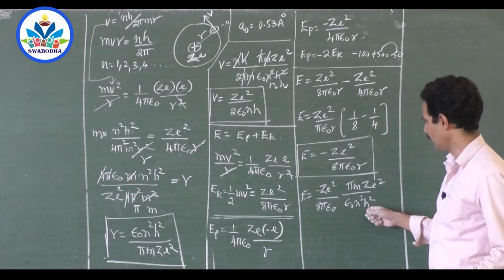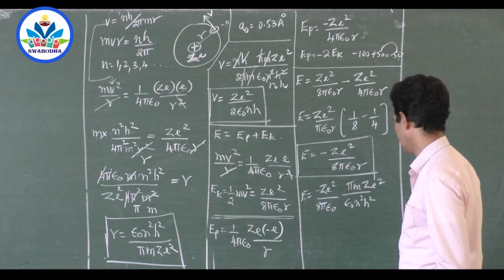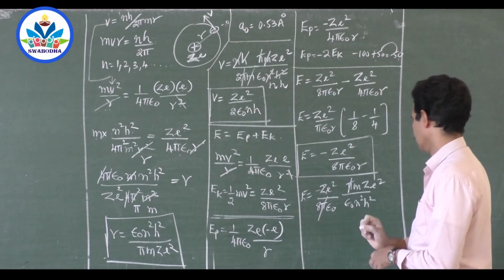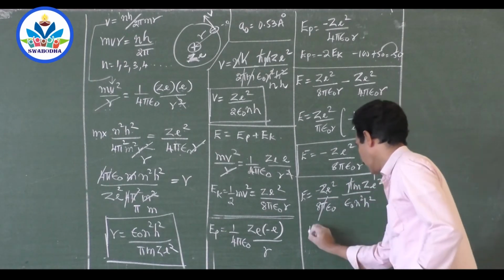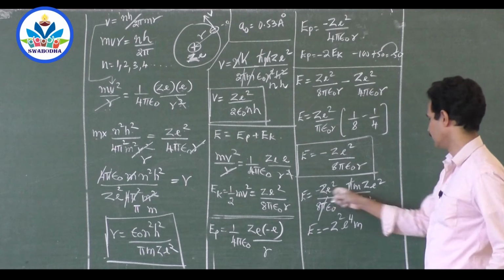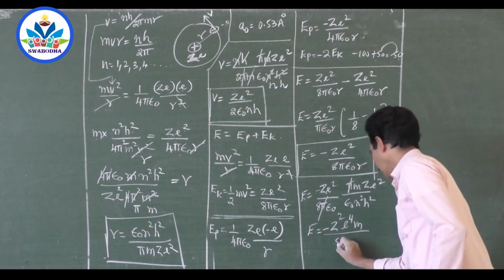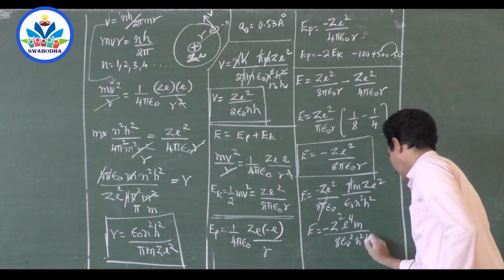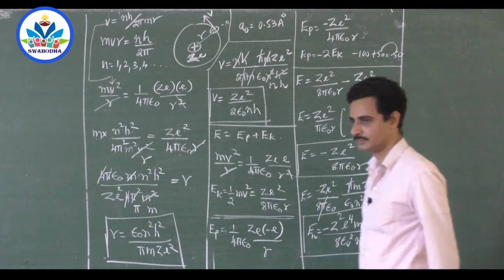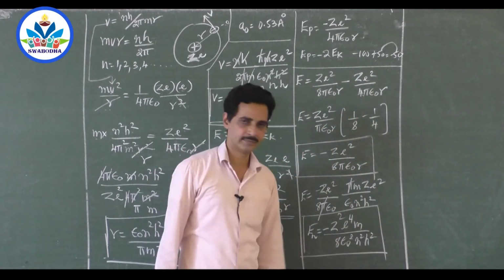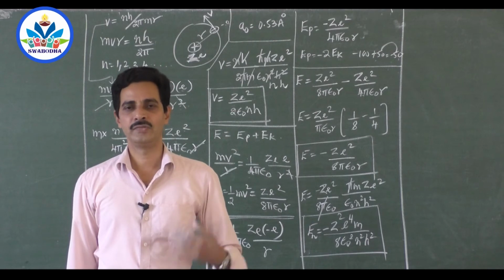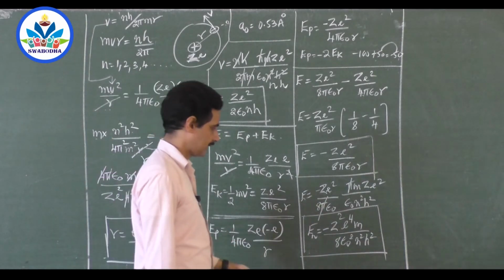So r is over here. What are the things which will get cancelled? Pi gets cancelled. Okay, then nothing, right? So minus Z squared e to the power 4. So total energy is minus Z squared e to the power 4 m divided by 8 epsilon naught squared n squared h squared. This is the equation for energy of the electron in any nth orbit, because it is inversely proportional to n squared. Bohr used this formula and applied it for hydrogen atom, and he got the answer for energy of the electron.